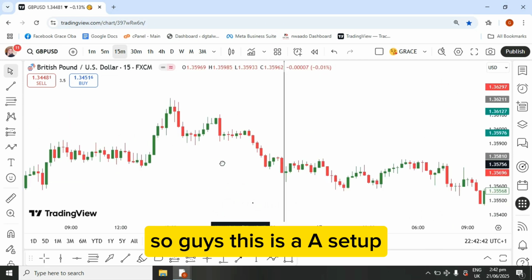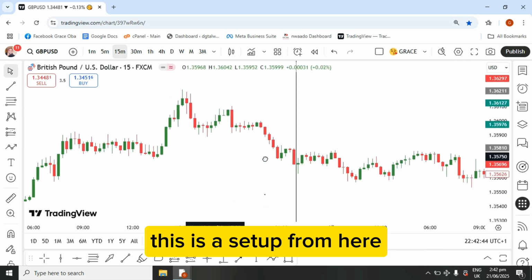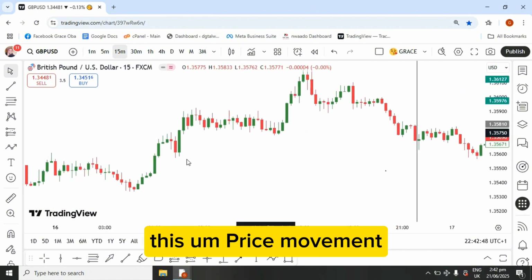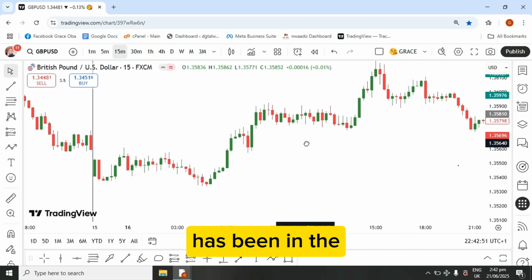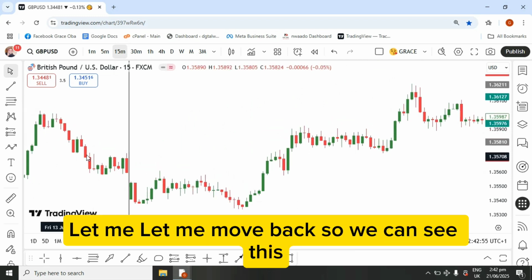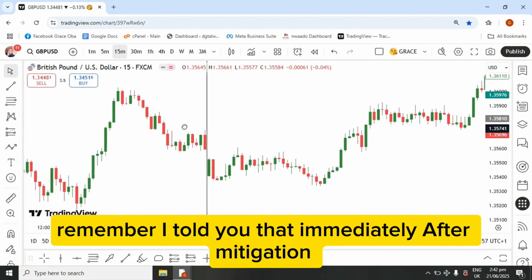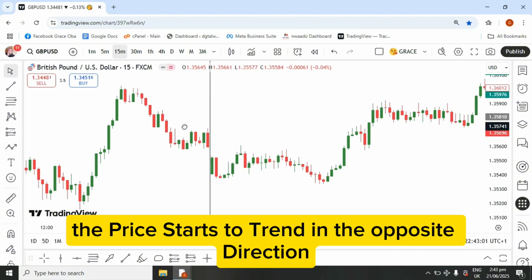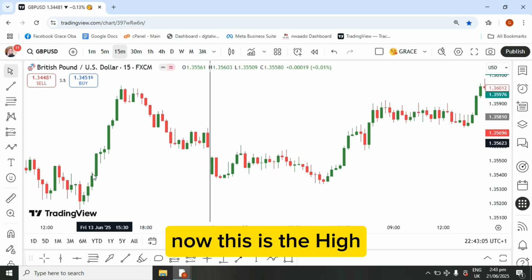So guys, this is a setup. This is a setup from here. You notice that this swing, this price movement, has been in the upward direction. Let me go back so we can see this. Remember I told you that immediately after mitigation, something happens. The price starts to trend in the opposite direction. Now this is the high.